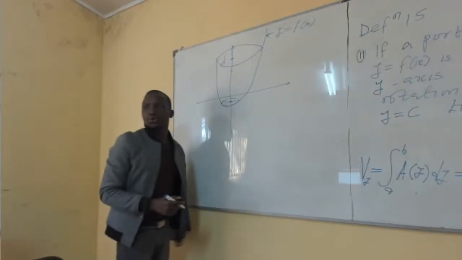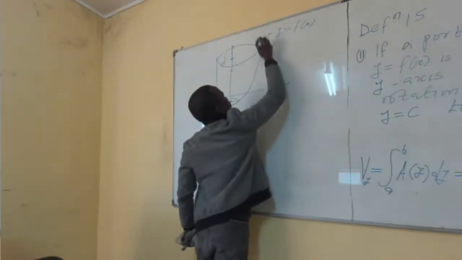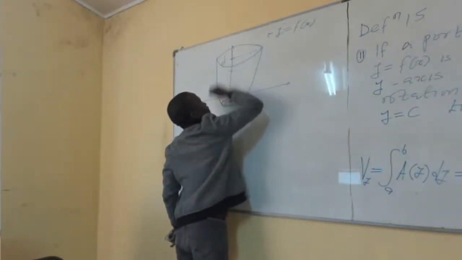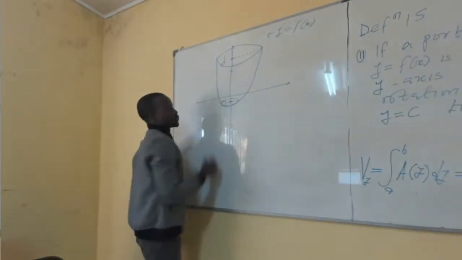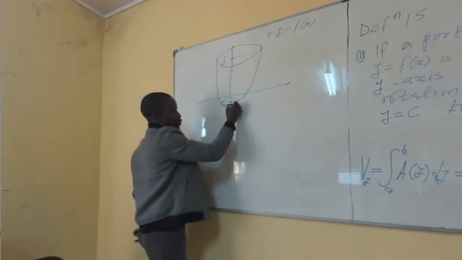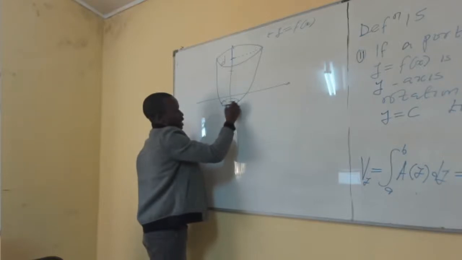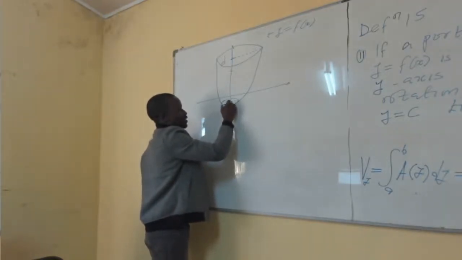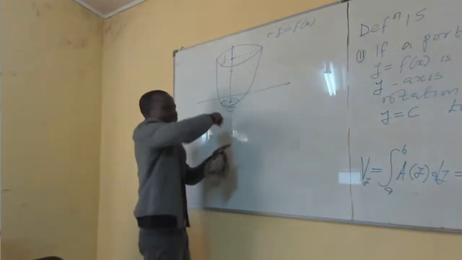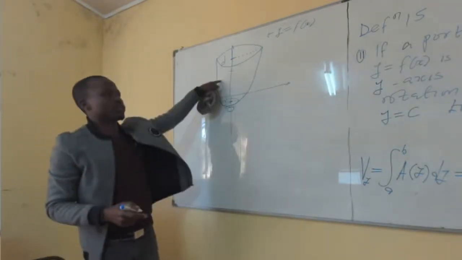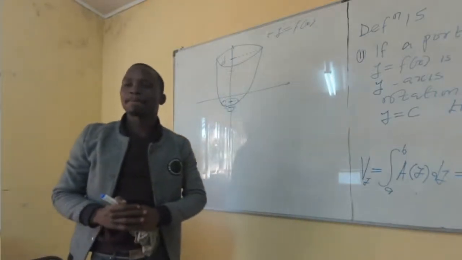Okay, so now we have that distance. We also have that radius. Then we have a C there. So when we rotate this counterclockwise or clockwise, you rotate this piece like this, it starts rotating. What you're going to see is a solid like this one.